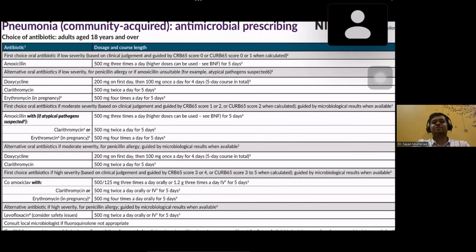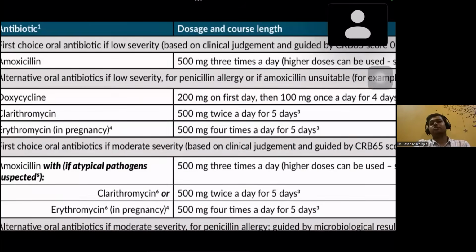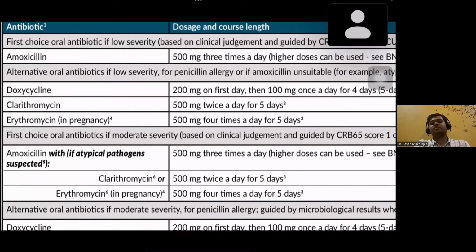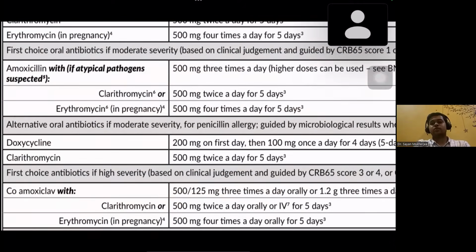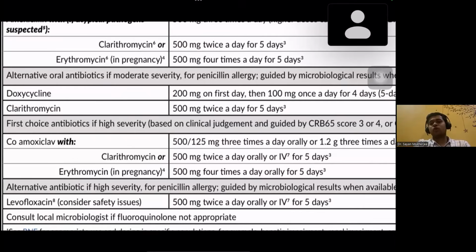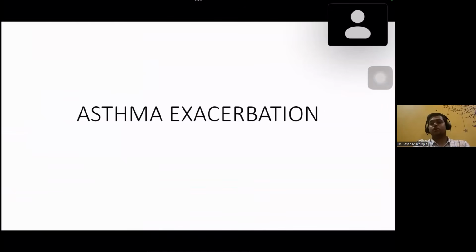Yeah, this is just the dosages. You don't need to remember this. I've just added it for reference. Dose of amoxicillin 500 mg TDS, and the IV doses as well. Amoxiclav 500/125. Yeah. Should I proceed to asthma?